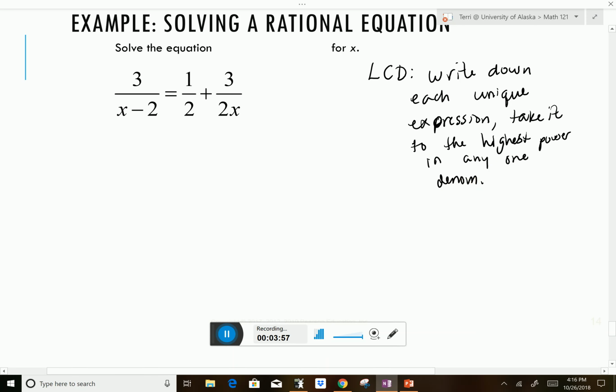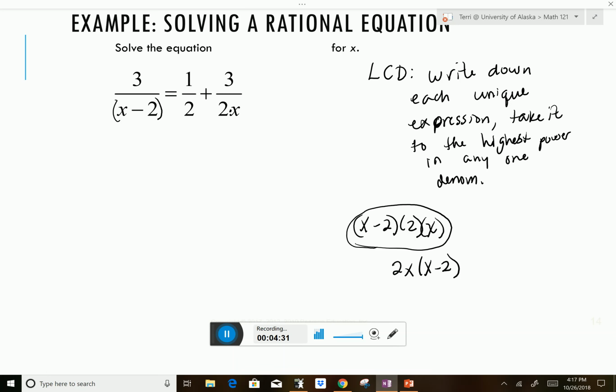So I look: x minus 2, that's one expression. That's all by itself. When it's divided by that, there's an understood parentheses. So I know I have x minus 2. This one has a 2 times x. I already have 2, so the next unique one is x. And nothing is taken to a power. So this is my lowest common denominator: 2x times x minus 2. I want everything to be multiplied by 2x times x minus 2.